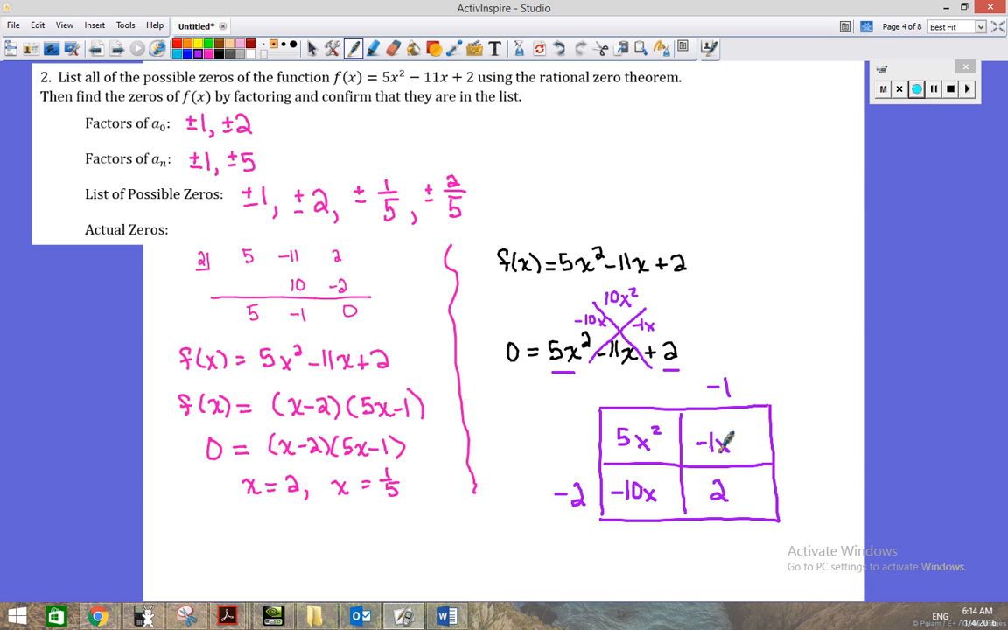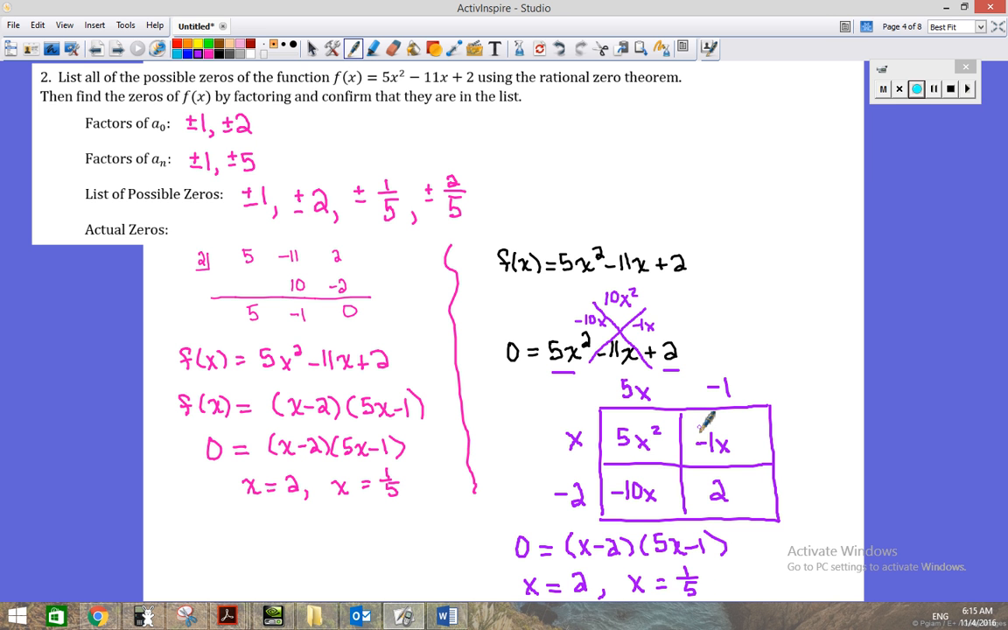When I look and see what do these have in common, well, they have an x in common. And here, what do these have in common? Well, 5 divides both numbers, and x is also a factor of each of those. So we can see that we have x minus 2 and 5x minus 1 from this table. And then of course you get the same values that we did just a second ago for the x-intercepts.